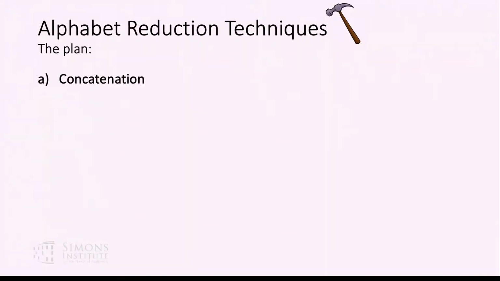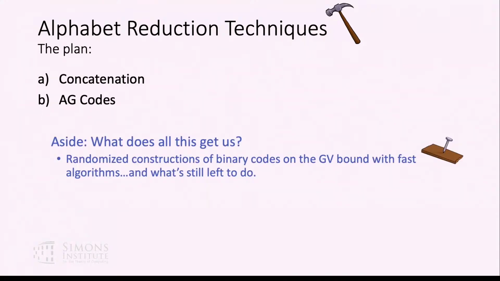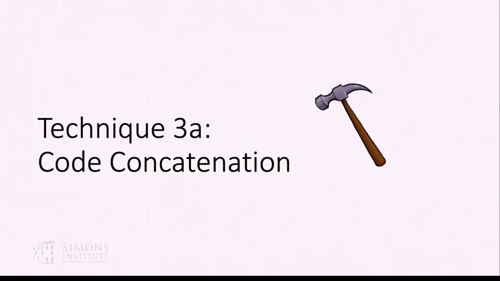Okay, so the plan for alphabet reduction techniques is first I'll talk about code concatenation, and then very, very quickly about algebraic geometry codes. And then we'll see an aside, which is probably where the talk is going to end: what does all this get us? I'm throwing these techniques at you. What happens when you actually use them all together? What can you get and what can't you get? That's what I'll do. But first, let's see this technique, code concatenation.